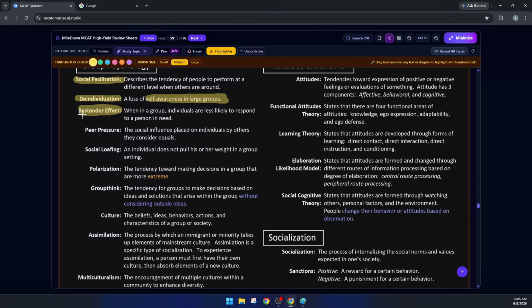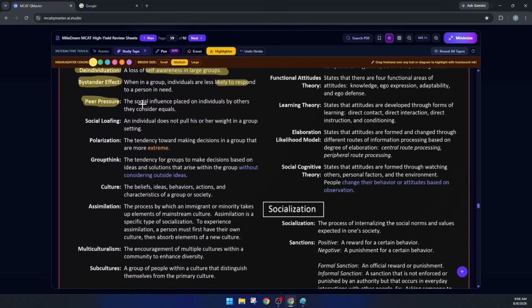The bystander effect is when you're in a group, people are less likely to respond to a person in need. Let's say there was a person who really needed help and 400 people around. Everyone is probably thinking, oh, the next person will help, but no one is actually helping. In a crowd of people, a lot of people are not going to respond, unfortunately.